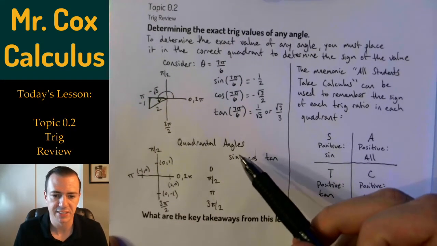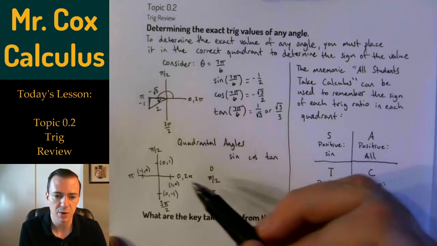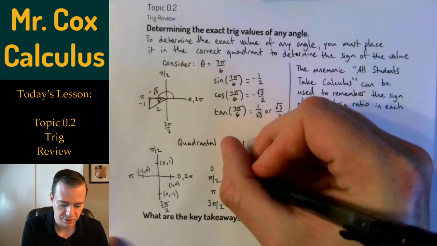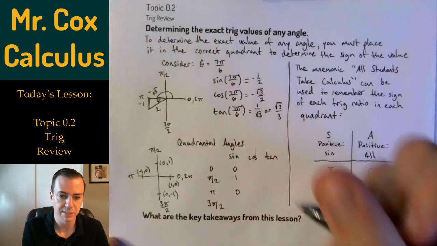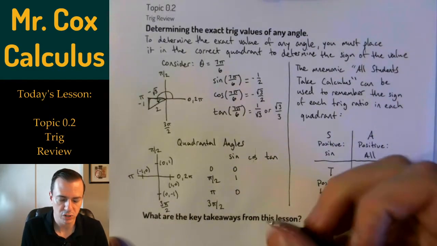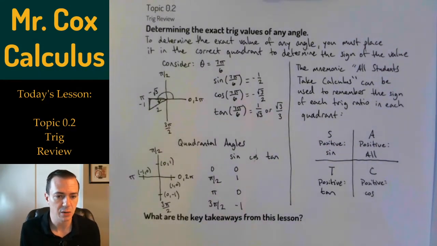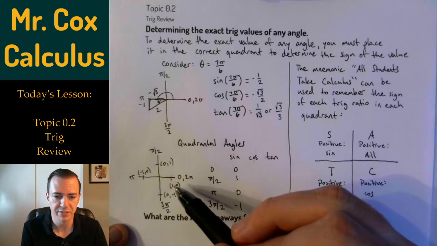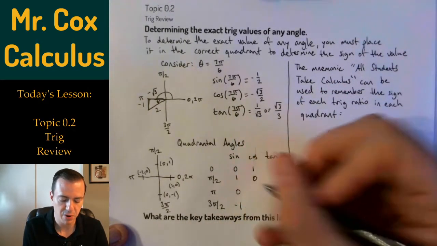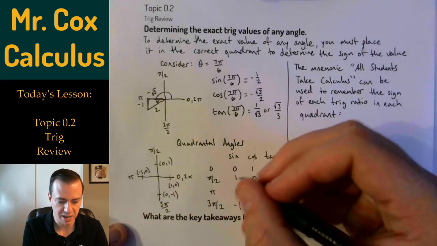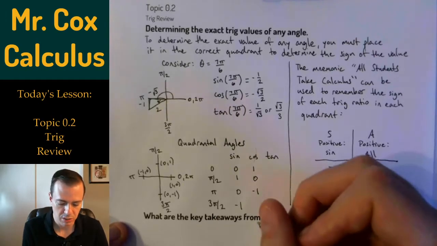Well, remember that the sine values, which are associated with the y values, for 0, that's going to be 0. At pi over 2, sine is equal to 1. At pi, it's back to 0. And at 3 pi over 2, the y value is equal to -1. Cosine, which is associated with the x values, so the cosine of 0 is going to be 1. The cosine of pi over 2 is going to be 0. At pi, that's where cosine is equal to -1, and then the cosine of 3 pi over 2 is back to 0.